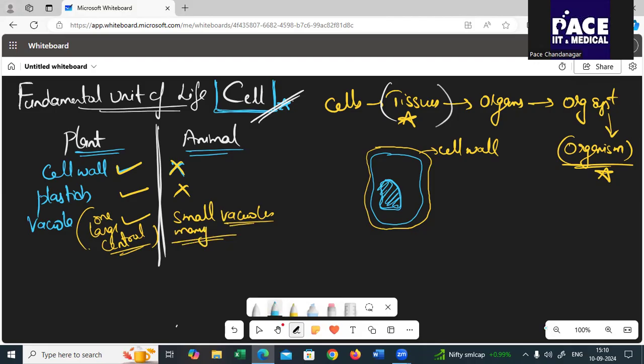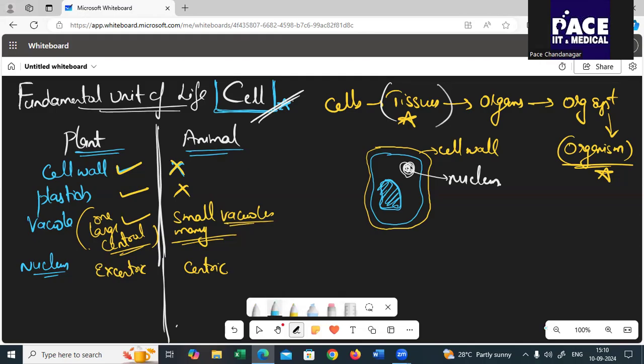And then talking about the nucleus. In the plant cell the nucleus is generally eccentric, and in the animal cell the nucleus is centric, which means centrally present. Eccentric means not exactly at the center. It can be somewhere here, or somewhere in this portion. This can be your nucleus; it need not be centrally present.